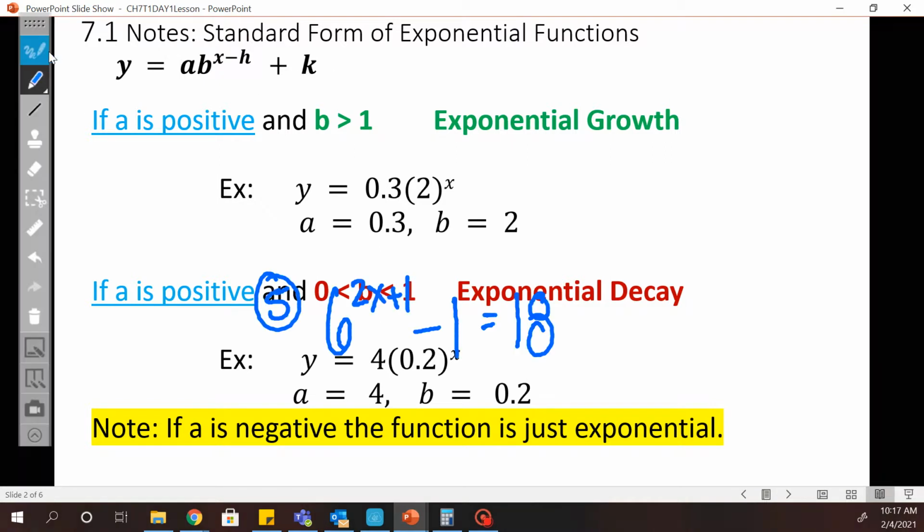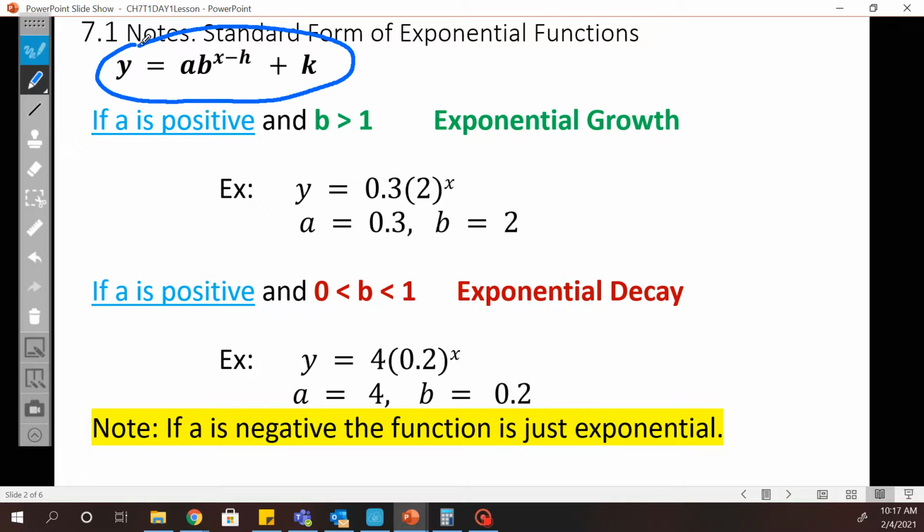The standard form of an exponential function is y equals a times b to the x minus h, plus k. There's a lot of different values here besides the x and y that we could have. We could have an a, a b, an h, a k.